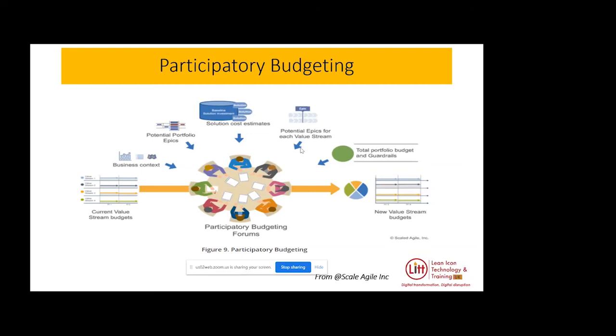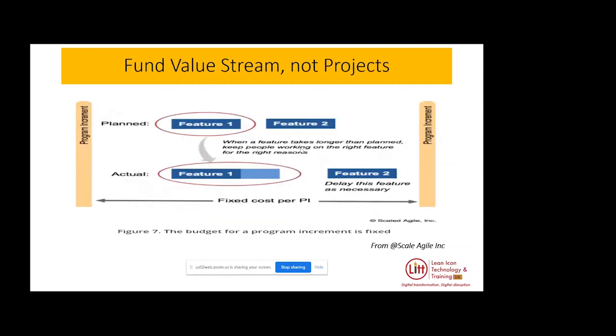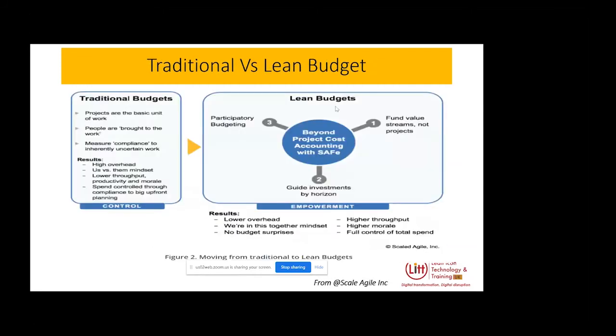So that's the gist of lean budgeting. Mainly we covered 3 things: funding the value stream rather than the projects, then guiding the investment by horizon, and then participatory budgeting to continuously monitor what we are investing, whether we are getting the value, and whether that value makes sense to the business to achieve business agility.